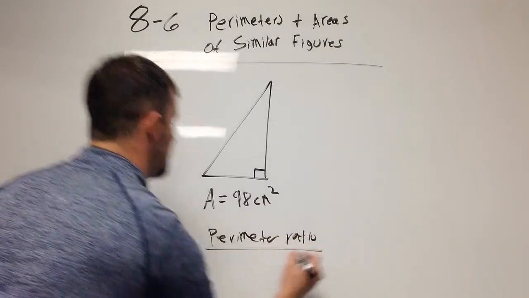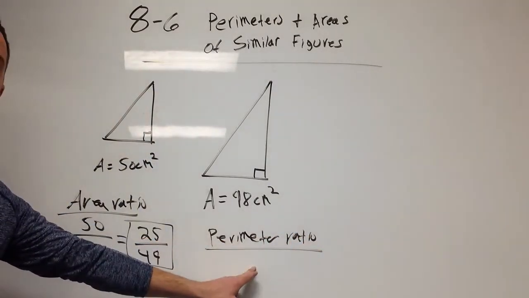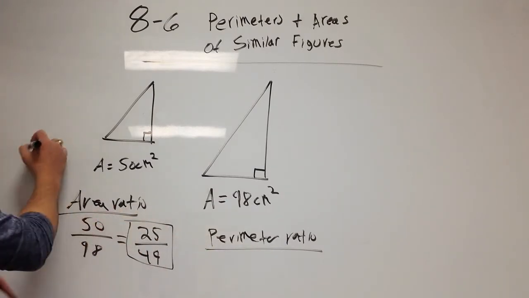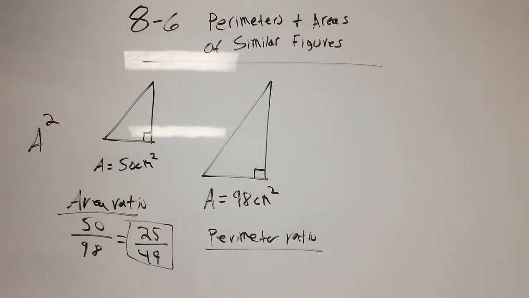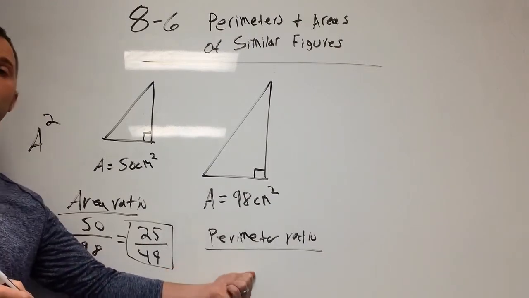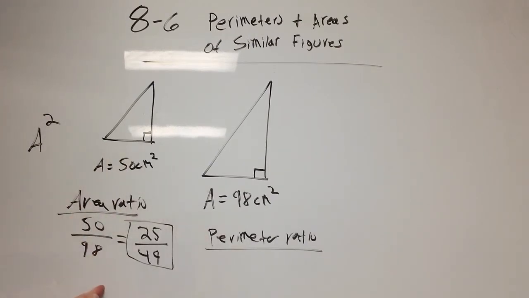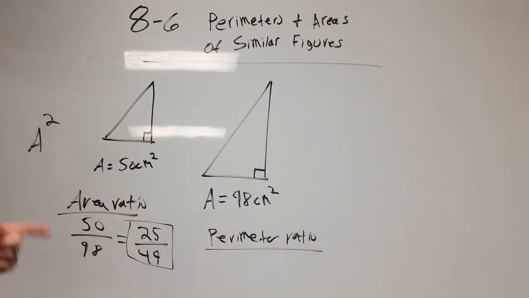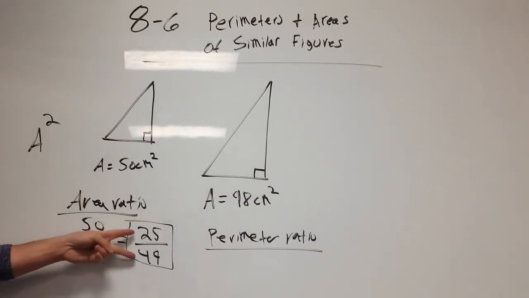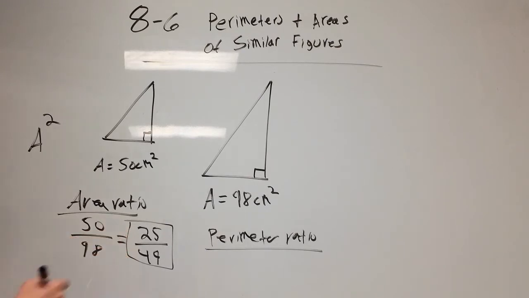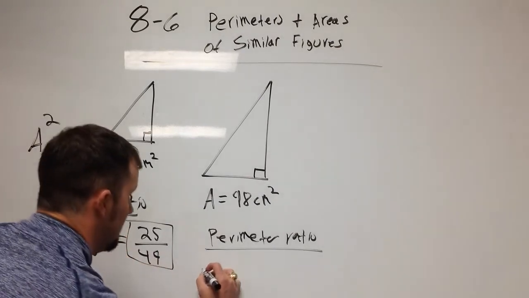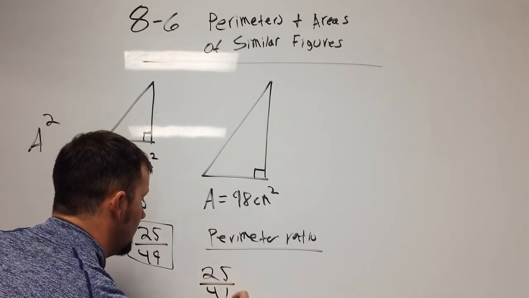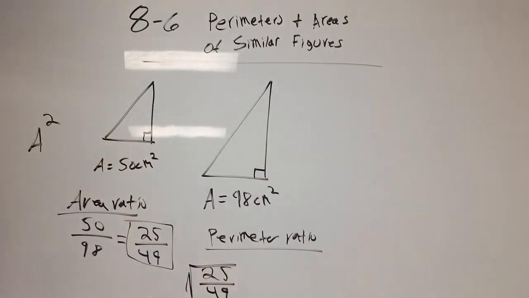So I told you guys earlier, if I go from perimeter ratio to the area ratio, remember, area is always in squared units. I would take the perimeter and I would square it to get the area, right? So now working backwards, remember, the opposite of squaring is taking the square root. So after I reduce this, you then would take the square root of your area. So I'm going to take 25 over 49. I'm going to take the square root of that whole thing.